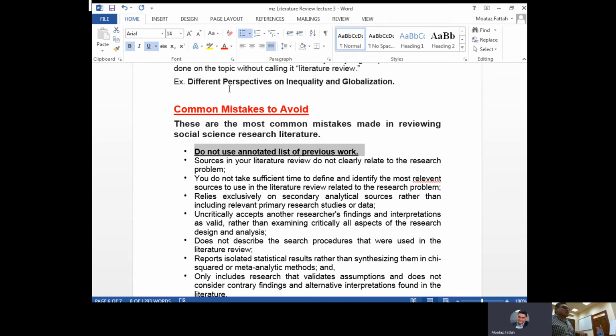But don't give me a list. You see, Mu'taz said, Ahmad said, Ibrahim said, Khalil said, and so on. No, that's not going to be useful. This is a bibliography. I do not want a bibliography with summaries. I want a review. Okay.